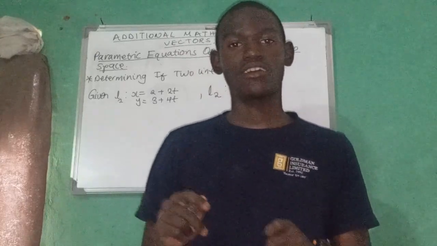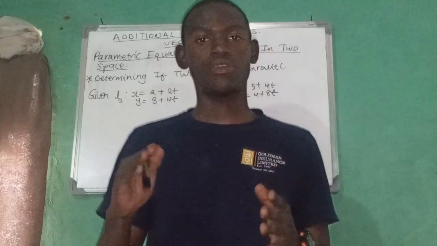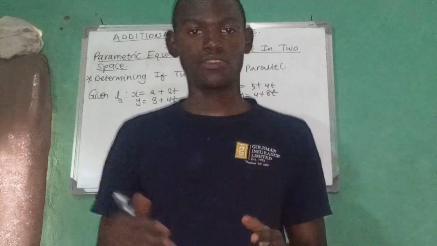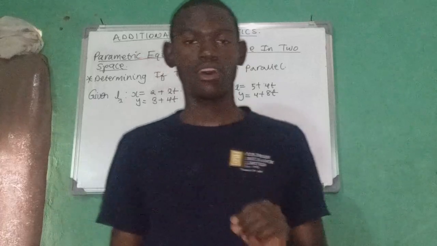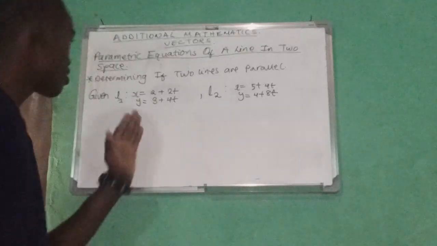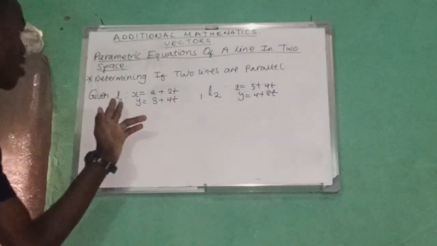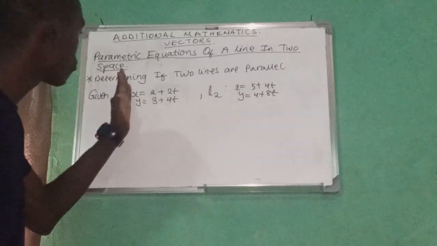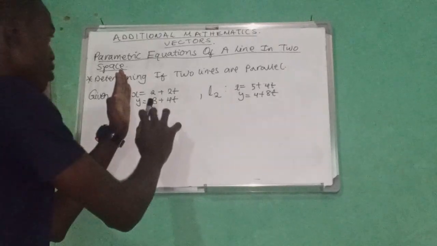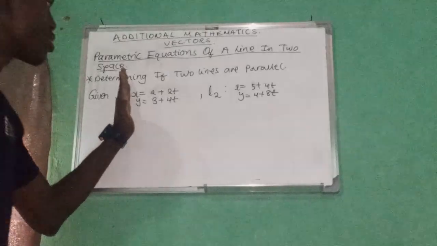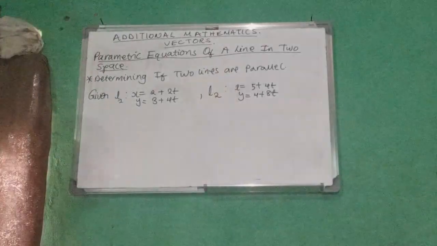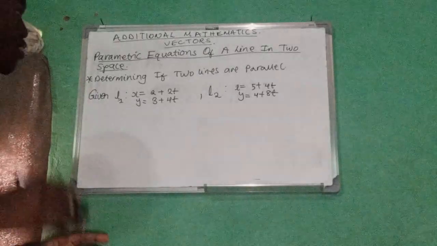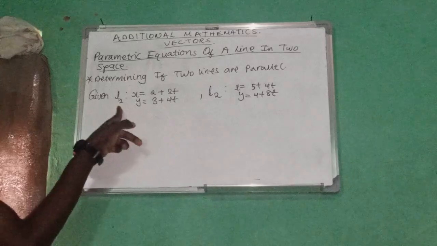Now, this is a continuation on parametric equations of a line in space. We are looking at determining if two lines are parallel. Forget about what I've done here, but look at it from this view. x is equal to that, y is equal to that. That is a parametric equation. This here is also a parametric equation. So what am I trying to say? These parametric equations, so this is a line.